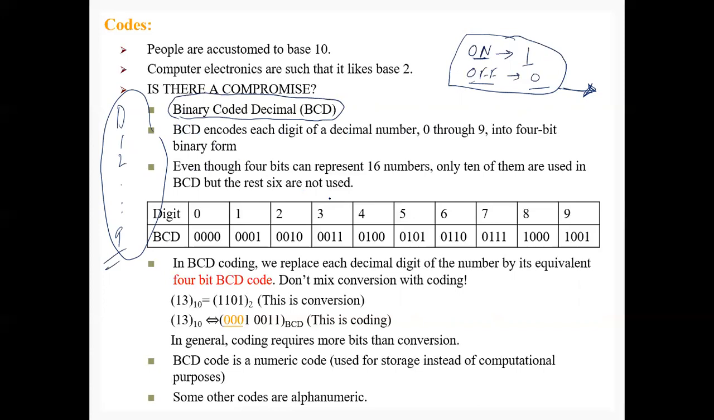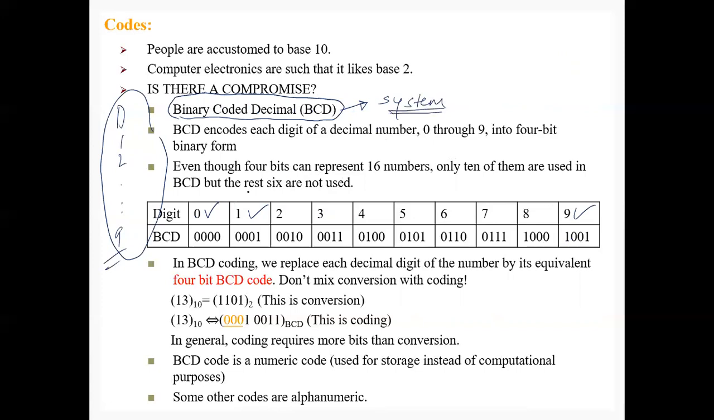So for the binary coded decimal system, we can represent numbers only. In this code system, we just represent the numbers, meaning we can represent 0 through 9 only. Here we can represent 0, 1, through 9 in this binary coded decimal system.